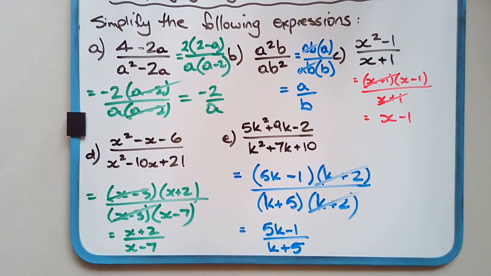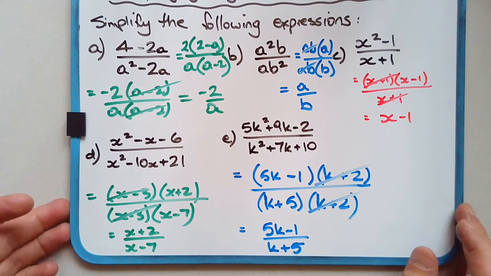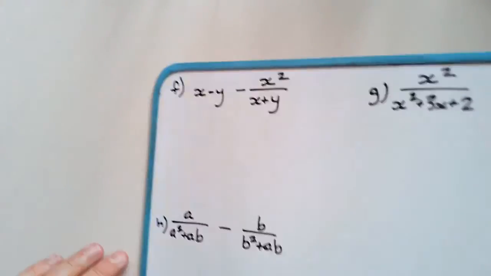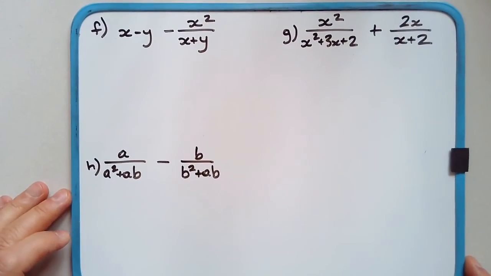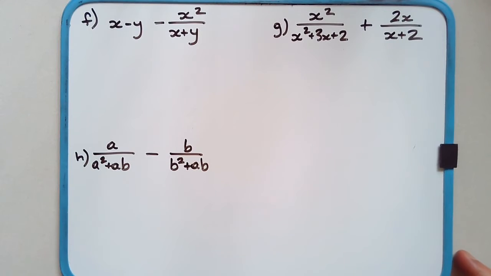Again, we can do our little trick with the calculator to check that works, but I'm not going to spend the time. You can do that yourself. All right, let's have a look at part F. Okay, x minus y minus x squared over x plus y. Ooh, what's going on here?